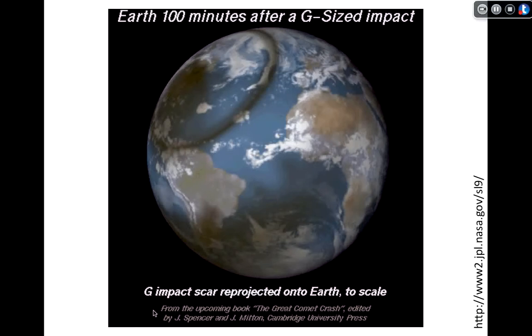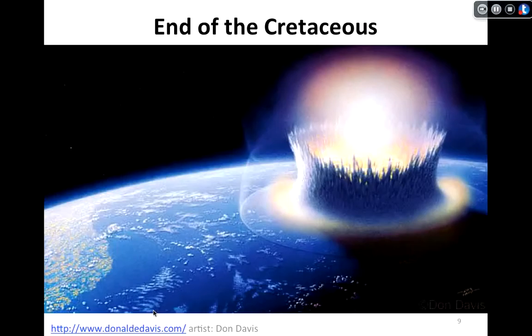About 65 million years ago, something quite a bit bigger than fragment G, probably about a 10-kilometer diameter object, landed in the Yucatan Peninsula of Mexico and caused a very large explosion, a planet-scale fireball, and destroyed the dinosaurs. This was the end of the Cretaceous.